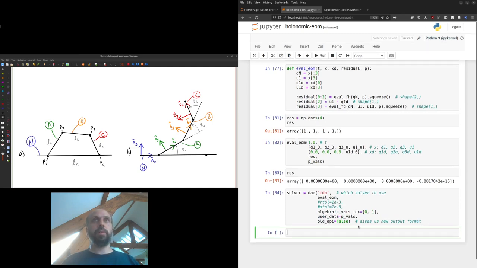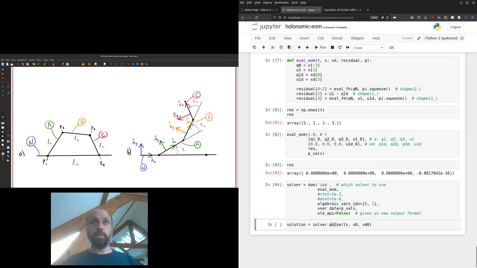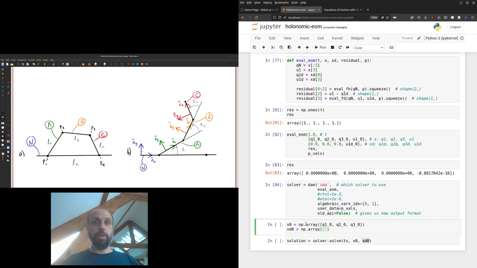This works a little bit different than solve_ivp. We now call solve like this. So you say solver.solve. You give it the time values you want, and you give it the initial state and the initial state derivatives, right? So let me create a new cell. We need our x0 equals np.array, q1 0, q2 0, q3 0. And then our xdot0 is np.array, right? It's just at rest. So we have u1 0. These will be 0 in our case, but you may need to solve those for other problems or figure out what those are precisely.